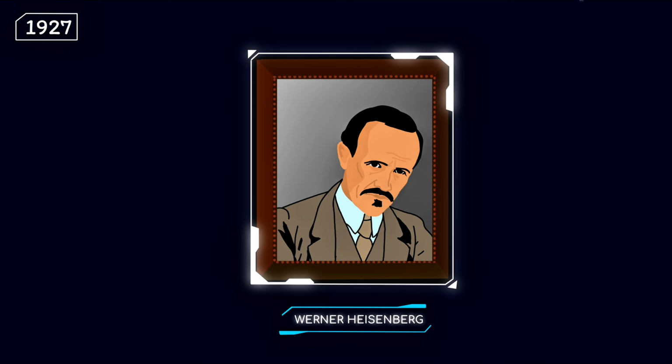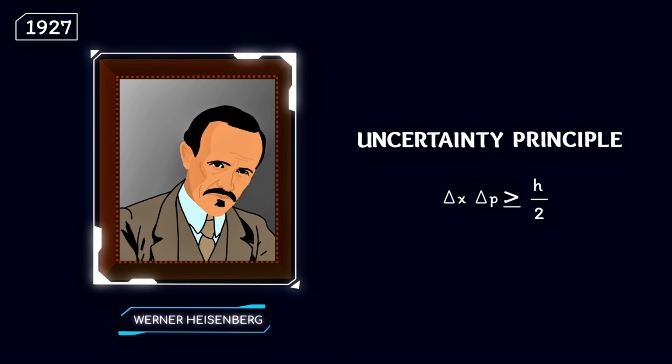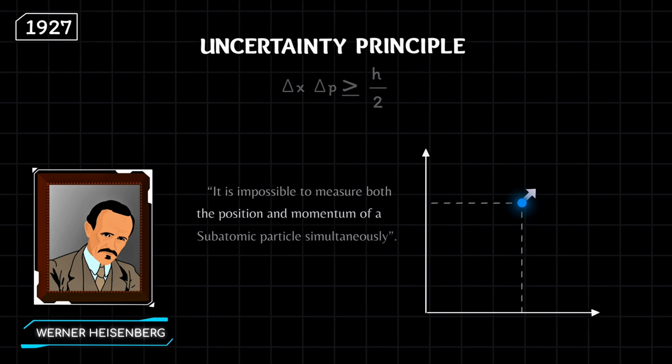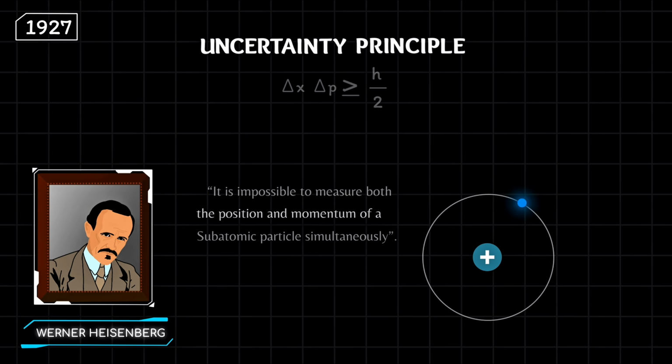In 1927, Werner Heisenberg formulated a fundamental principle of subatomic particles, known as the uncertainty principle. He stated that it is impossible to measure both the position and momentum of a subatomic particle simultaneously. To understand why, let's first examine Bohr's model of the hydrogen atom.